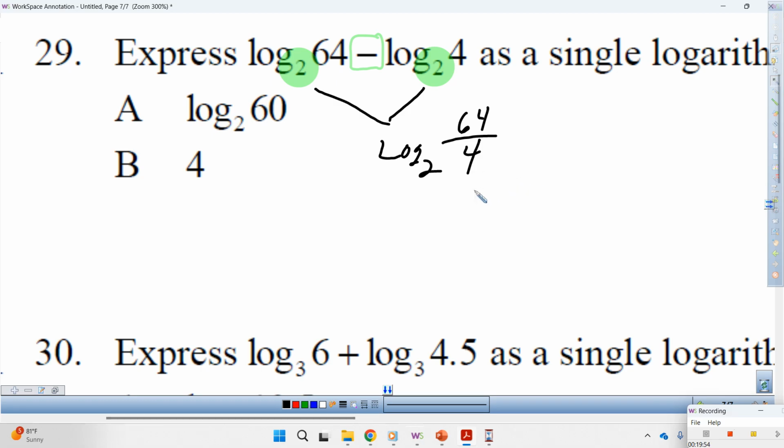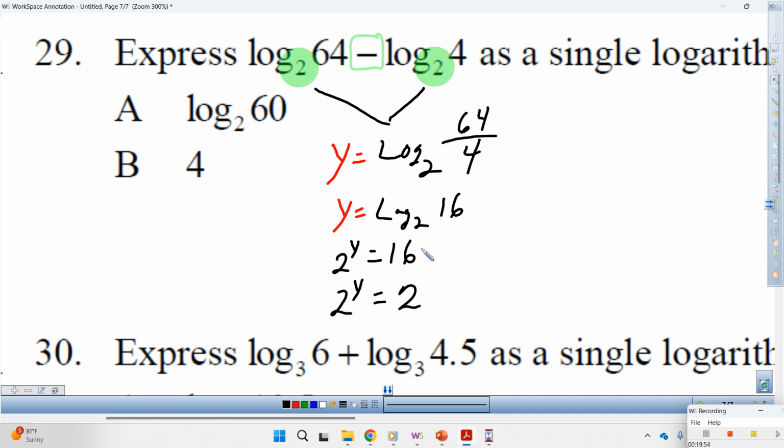All right. So I'm going to set this equal to y. So we end up with y equals log base 2 of 16, since 64 divided by 4 is 16. All right. Exponential: 2 to the y equals 16. Same base. 2 to the y equals 2 to the what gives me 16.